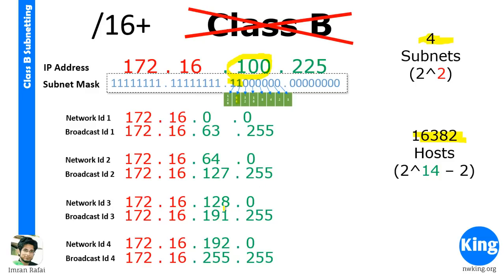127.255. Third is 191.255. Fourth is 255.255, because that's the last network, and like we know already, the last network's broadcast ID is going to make everything 255. When I say everything, of the green section. So the first network ID is making everything as zero of the host part, and the last broadcast ID is making 255 for the host part.